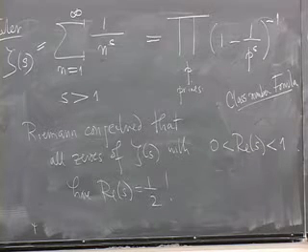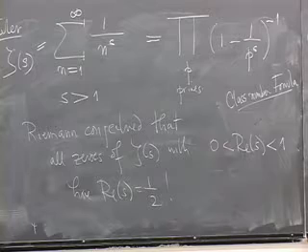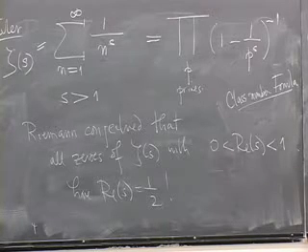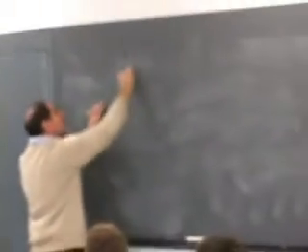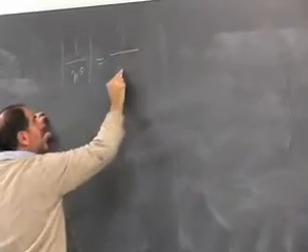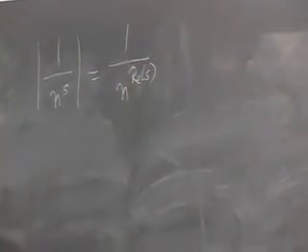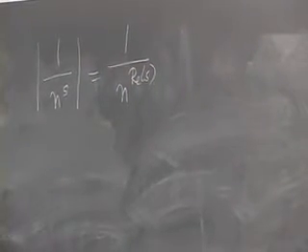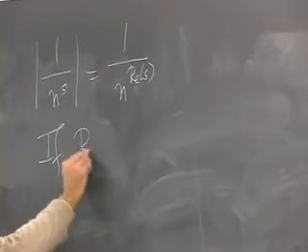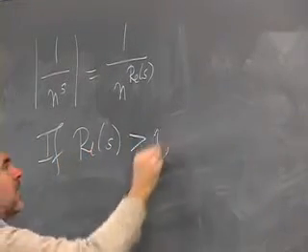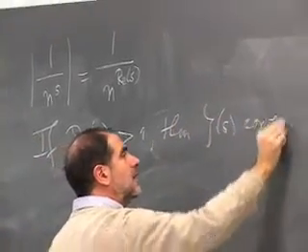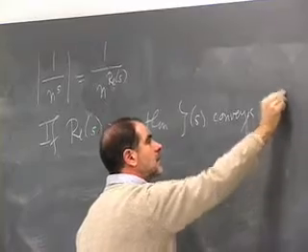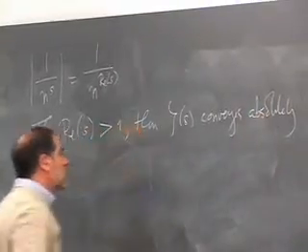Well, if you know complex function theory, that series will converge when the real part of s is bigger than 1, because the absolute value of 1 over n to the s is 1 over n to the real part of s. So as long as the real part of s is bigger than 1, then zeta of s converges absolutely. If you haven't taken Math 113, don't worry about it.